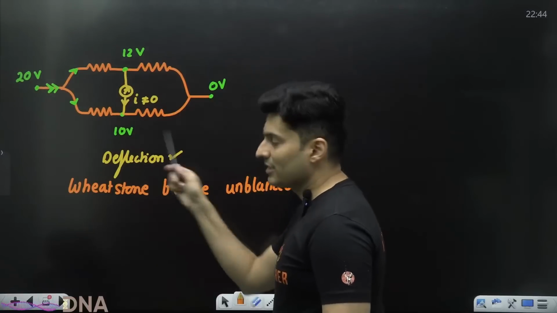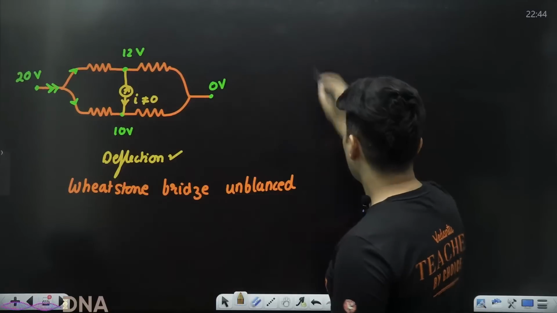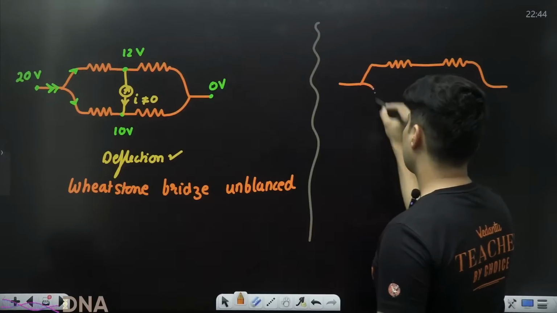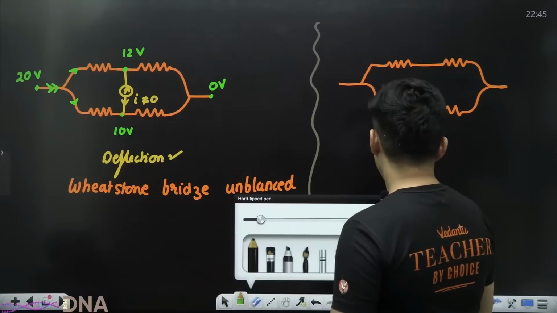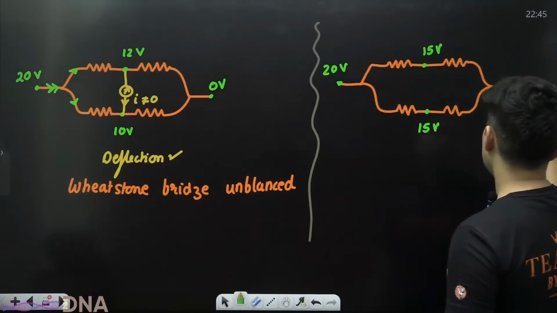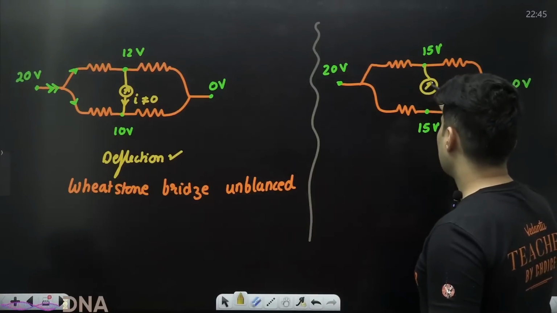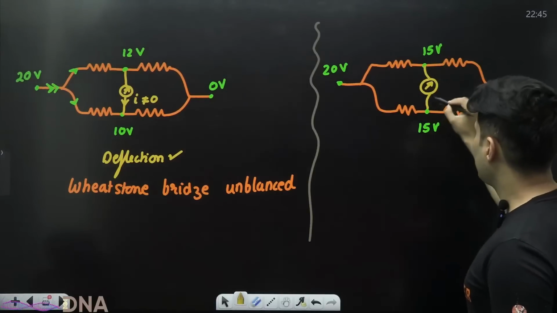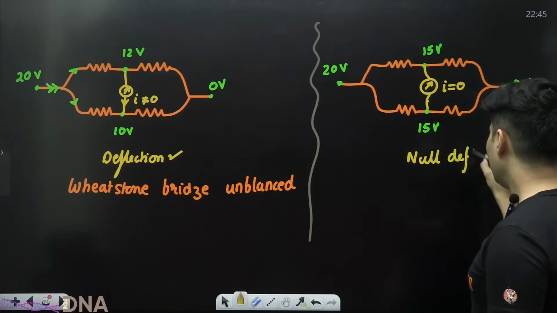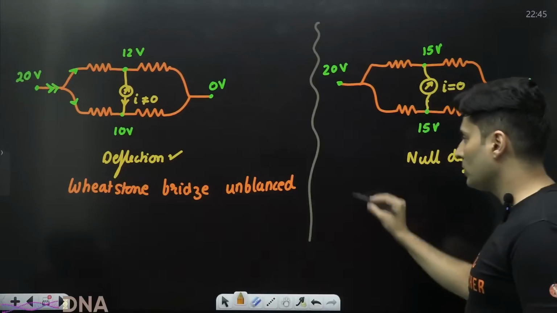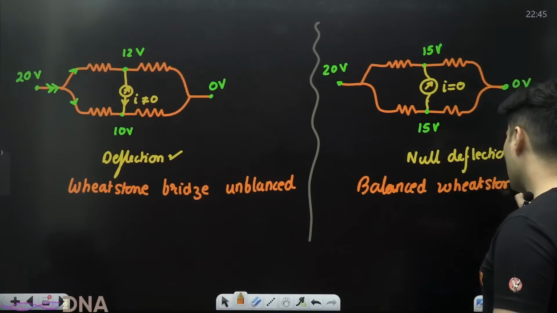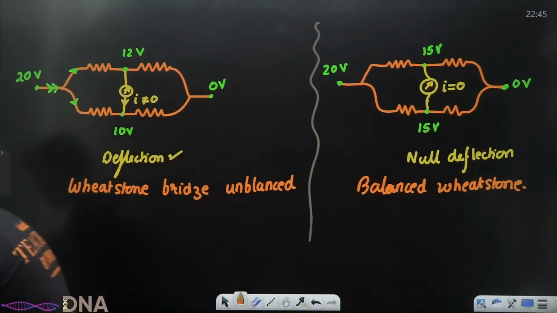Okay. So this is unbalanced because there is deflection. Versus a scenario where you have these resistors like this. Again, let's say this is 20 volts, maybe this is 15 volts, maybe this is 15 volts, this is 0 volts. Somebody now decides to connect a device which deflects when passing current. There is no voltage difference, so clearly the current through this will be 0. So there is null, meaning 0, or no deflection. Such a condition for that Wheatstone is said to be balanced. So this is called the balanced Wheatstone bridge.